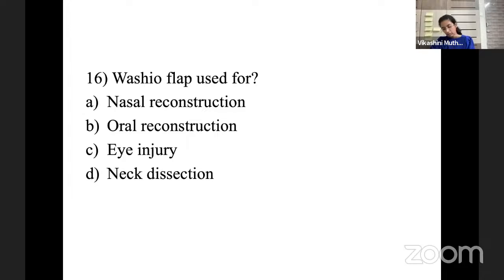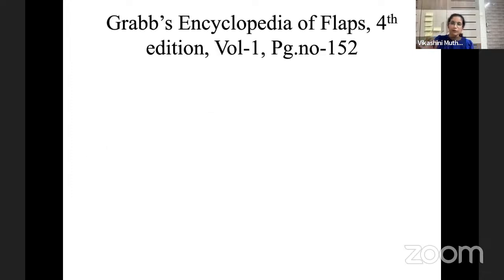Washio flap. So it's a plastic surgery based question. So Washio flap is used for nasal reconstruction, oral reconstruction, eye injury, neck dissection. Yes. So Grabb's Encyclopedia of Flaps, like Neligan is the Bible of plastic surgery, Grabb's is another standard book for flaps, reading about flaps.